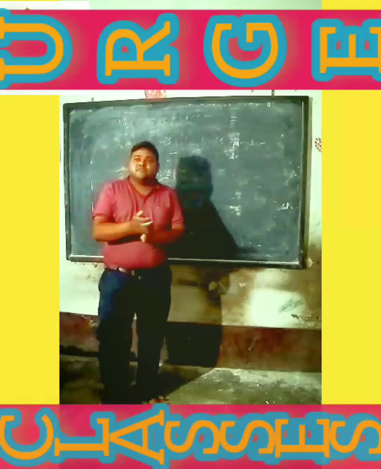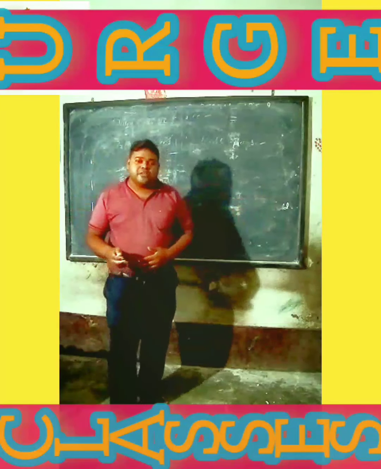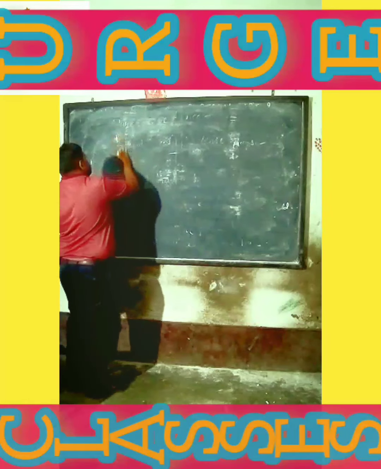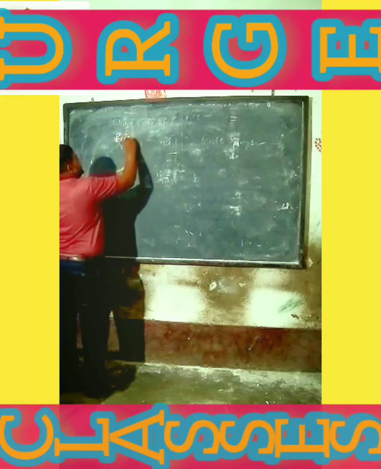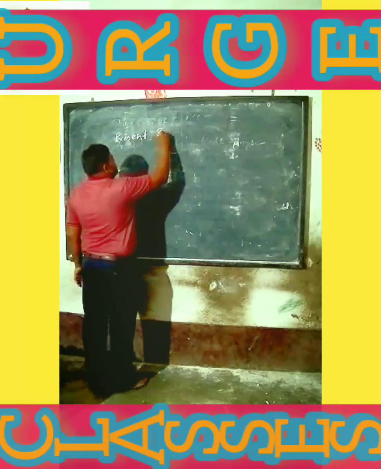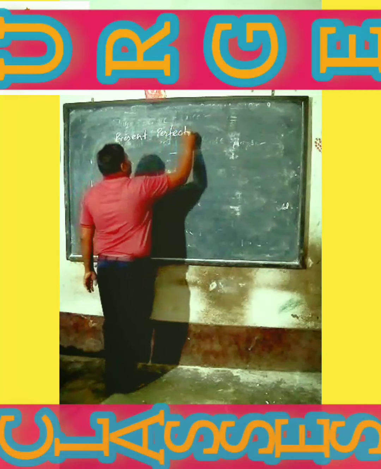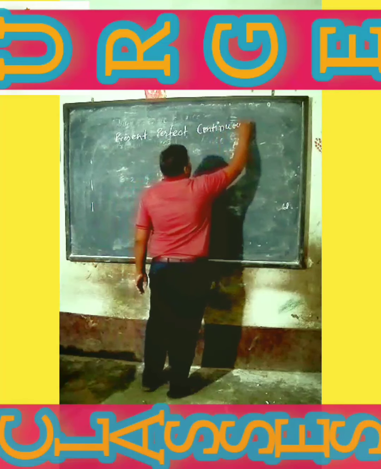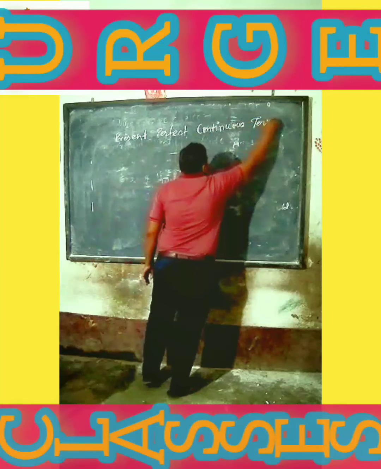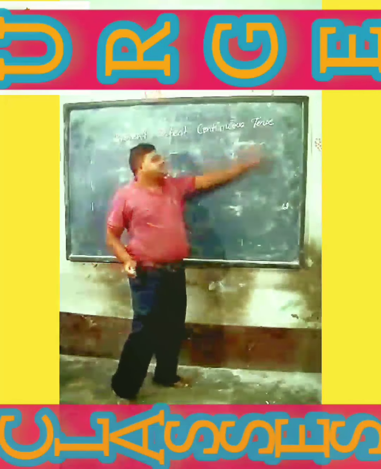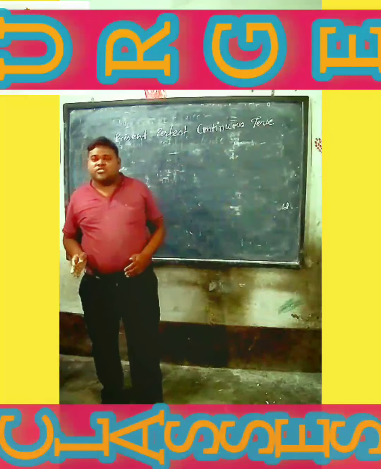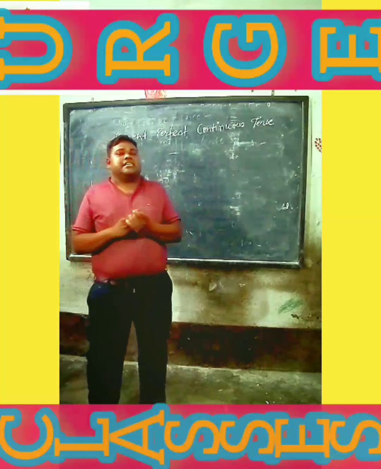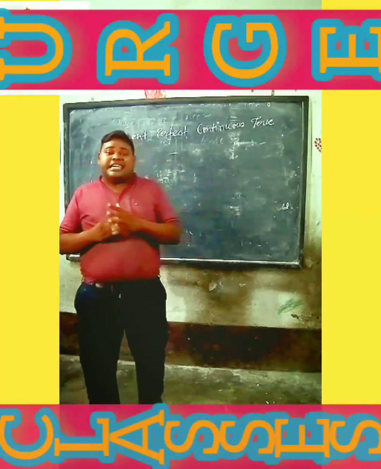Now, after the completion of present perfect tense, I am going to switch over to the next tense, that is present perfect continuous tense. Present perfect continuous tense includes the action that has been started in the past time, but it is still going on.